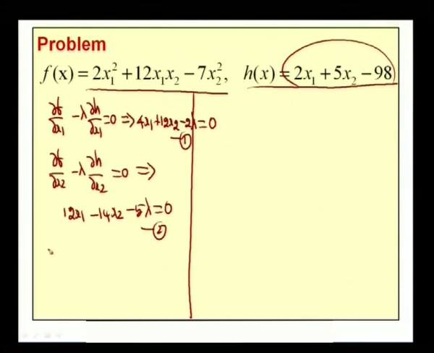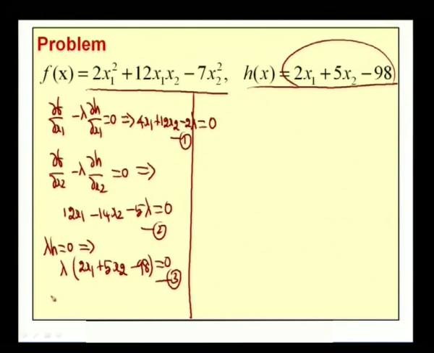Now, the next Kuhn-Tucker condition is lambda h equal to 0, which gives us lambda into (2x1 plus 5x2 minus 98) equal to 0. So, we name it as equation 3.